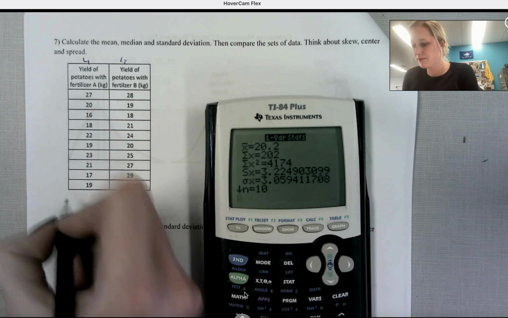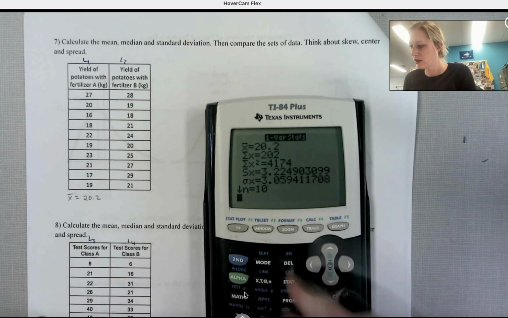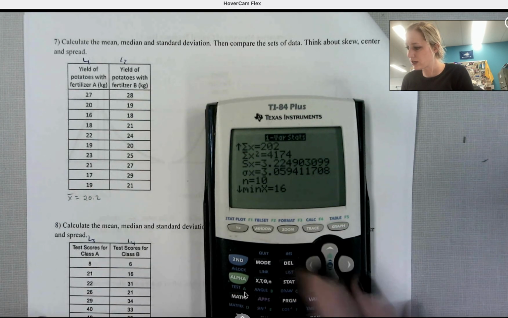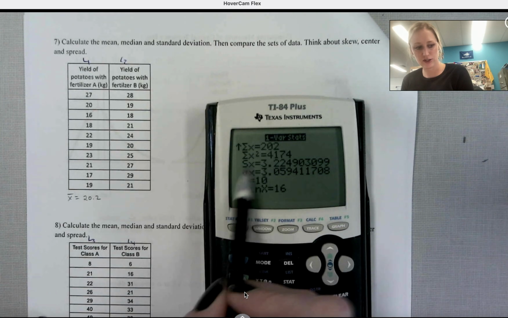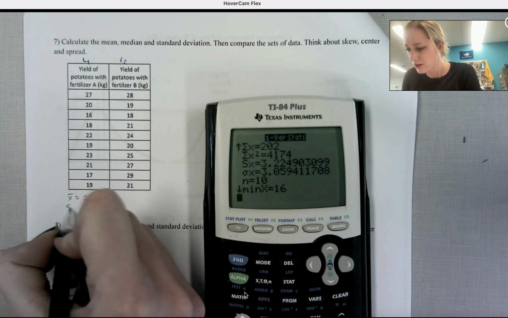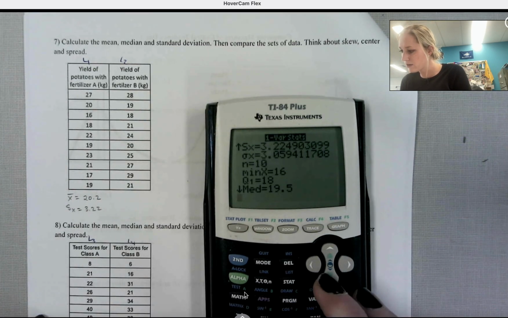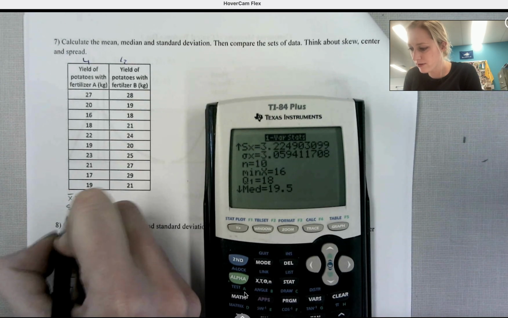So the mean, x bar, is right there, it's 20.2. Standard deviation, we're going to use the sample standard deviation. So I've got 3.22. And then the median, right there, 19.5.